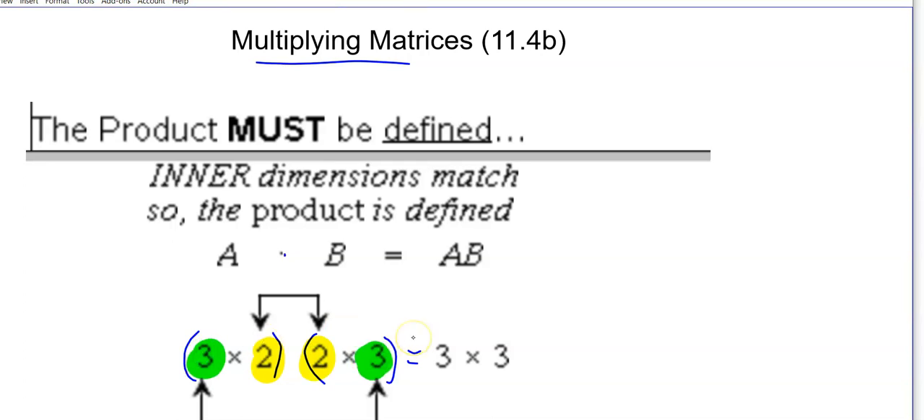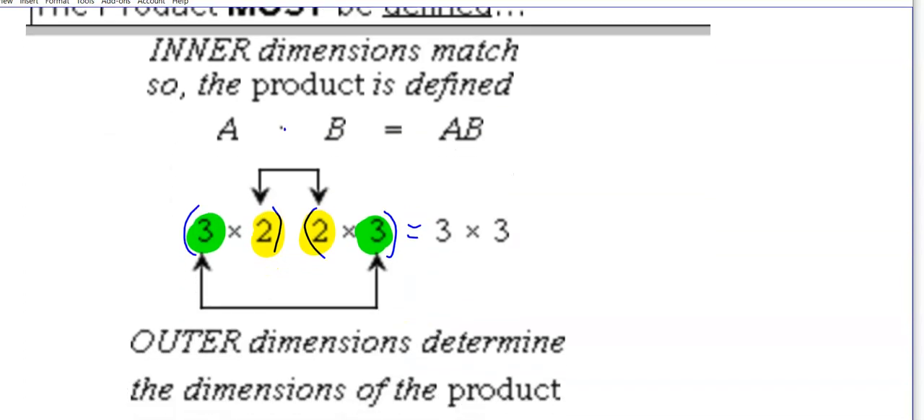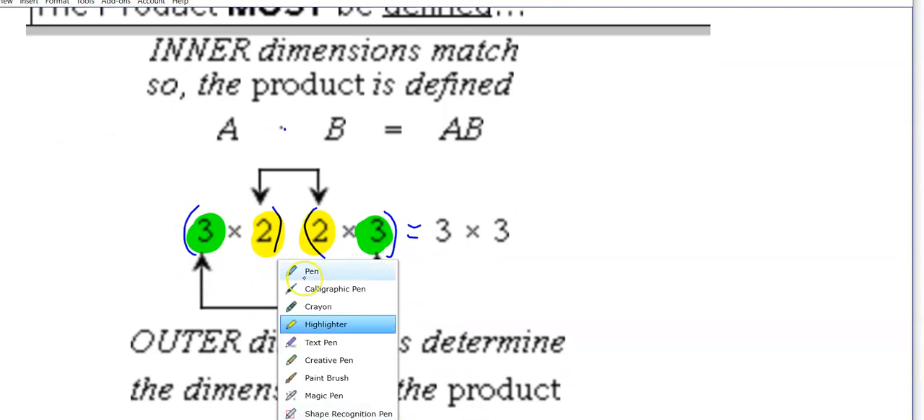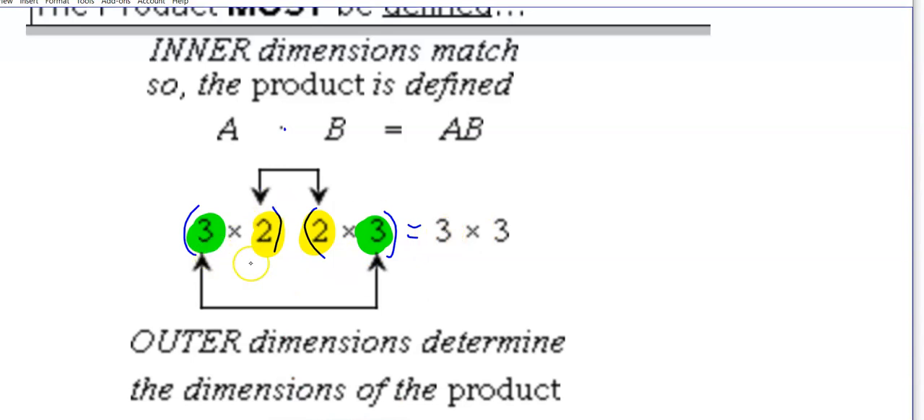And now I want to look at the outside dimensions. The outside dimensions determine the product dimensions. So that's a 3 by 3. When you multiply these two size matrices, you're going to get a 3 by 3.